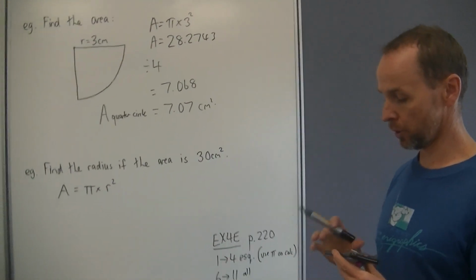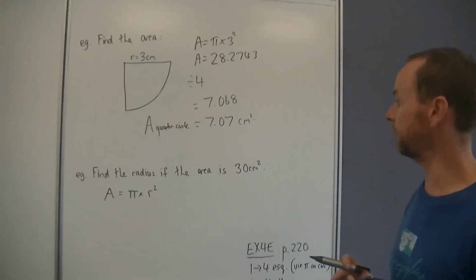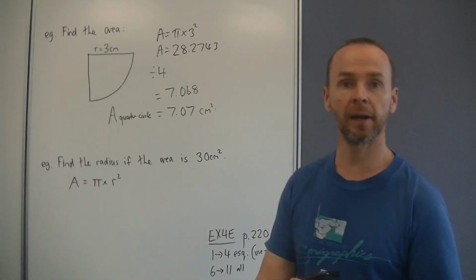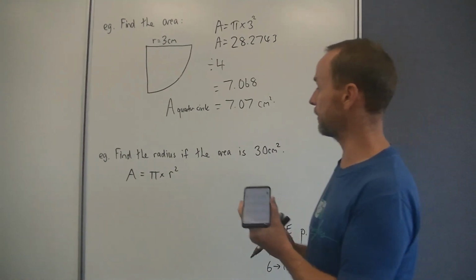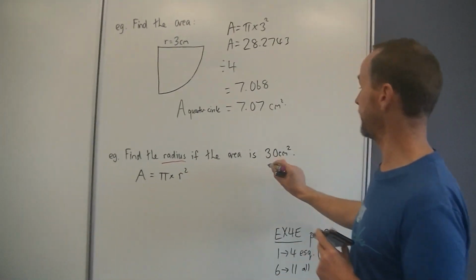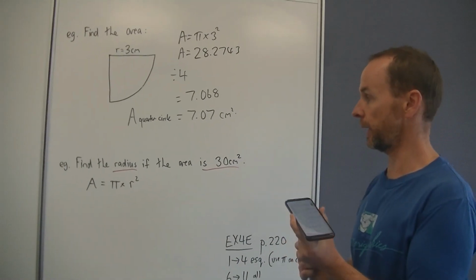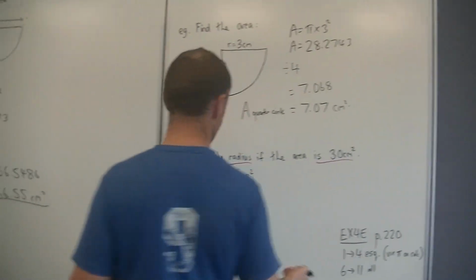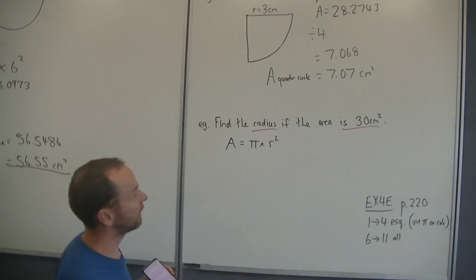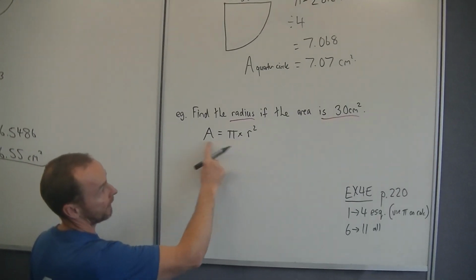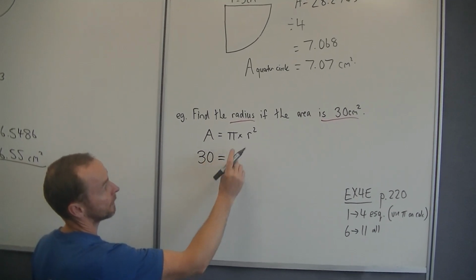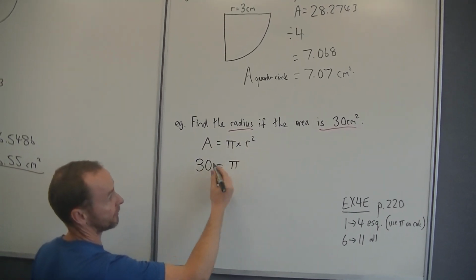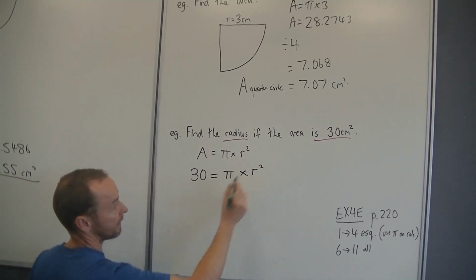And let's do one more. This is working backwards again, I believe. Yep, so a little bit harder. Again, it says find the radius. So we're trying to find the radius this time if the area is 30 centimetres squared. I just made this question up, but it's good if you can have a go and try and work it out. So, there's our formula, area equals pi r squared. The area is 30, and we're finding the radius. Pi is just a number on your calculator, times r squared.